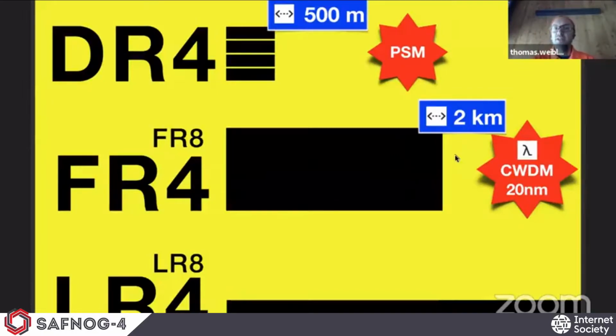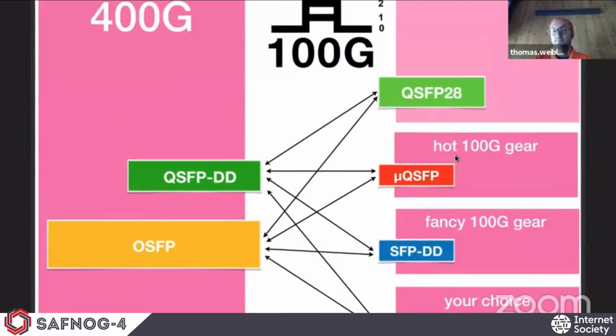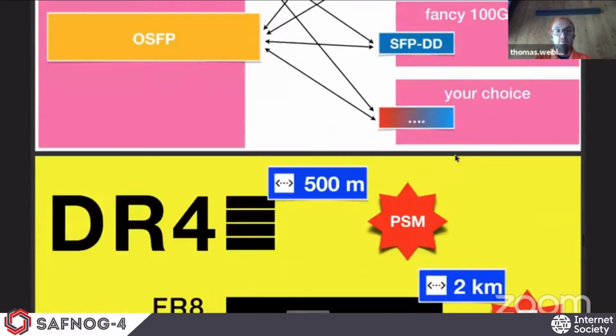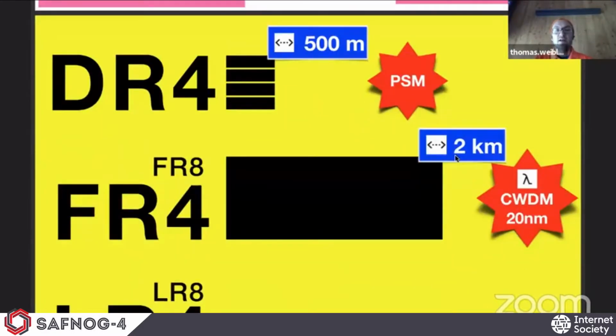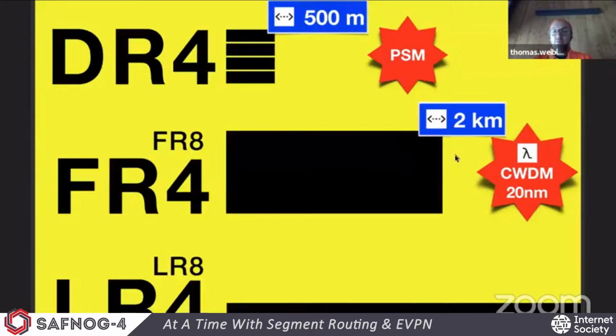First of all, there will be DR4. It's up to 500 meters, and it's a parallel single mode technology doing 4 times 100 gigabit. That DR4 was shown in the previous slide. The second one, which the IEEE defined in their 802.3BS standard, is the FR4, or when we look at the beginning, it will be FR8 and then FR4, doing 4 wavelengths in the CWDM grid with a spacing of 20 nanometers up to 2 kilometers of distance.